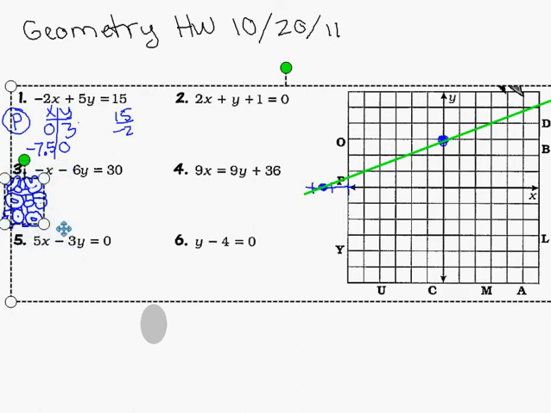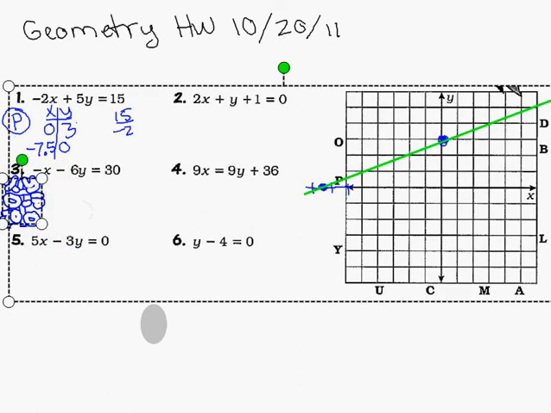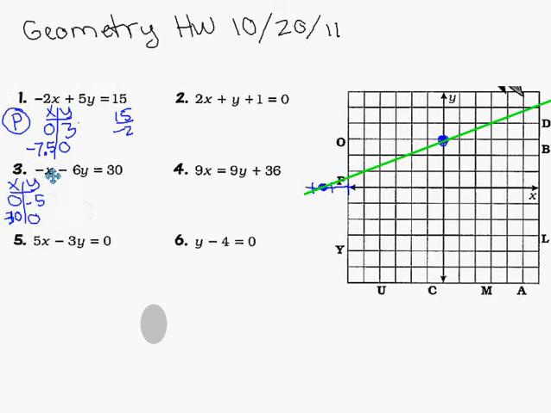So in this case, we actually need to do it a different way. Excuse me. Okay, we're going to rewrite this in slope-intercept form. So to do that, the first thing I'm going to do is add x to both sides. Okay, negative 6y equals x plus 30. Then I'm going to divide by negative 6 on both sides so that I get y equals, this is a 1, so 1 divided by negative 6 is negative 1/6 x minus 5.